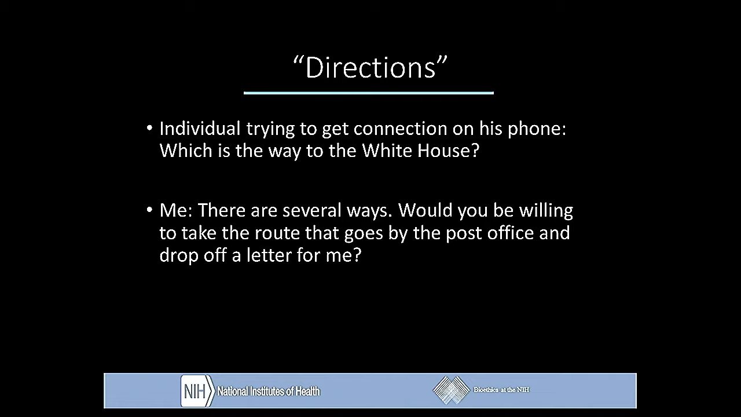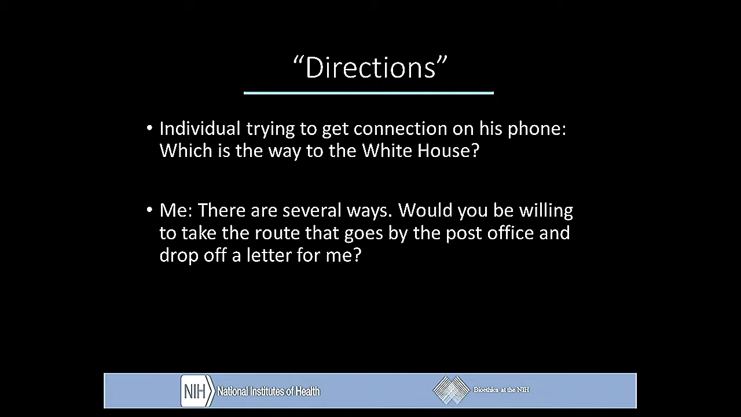I live in the middle of Washington, D.C. This happened to me a couple of years ago. I was coming home. I would take the metro to work. I was coming home, and this guy couldn't get his phone to work. And it's like, which way is the way to the White House? I actually wanted him to drop something off for me.